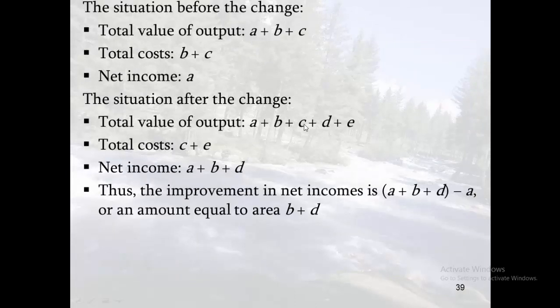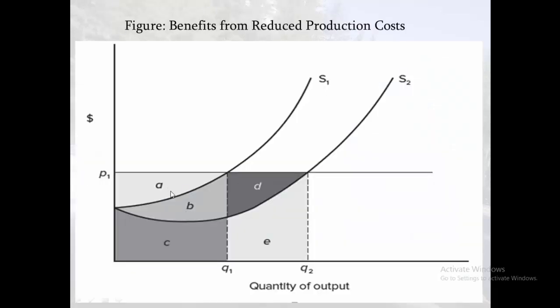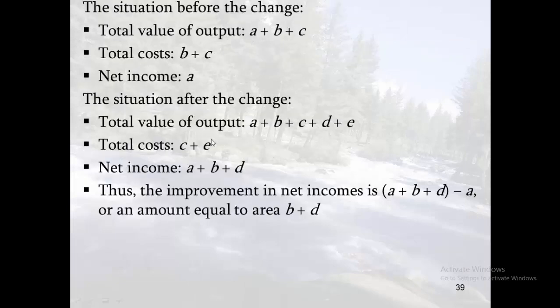The situation after the change, the total output, is A plus B plus C plus D plus E. C plus E is the cost. So if we subtract this from the total output, we get net income A plus B plus D. Now in this case, A is already the income before the change. So if we subtract this A, we get the increase in the income as B plus D.